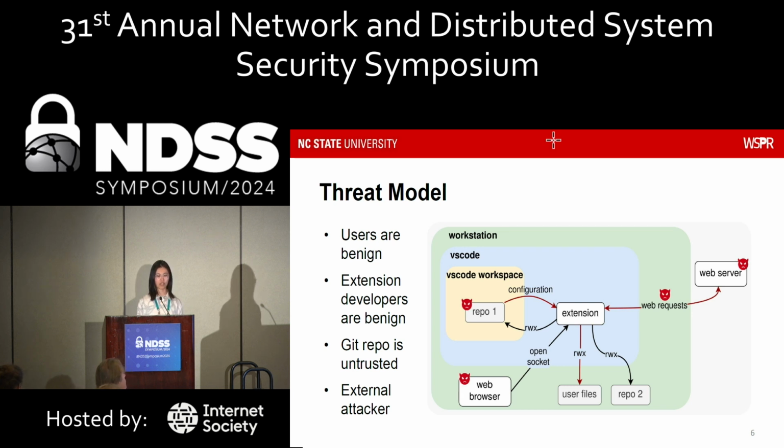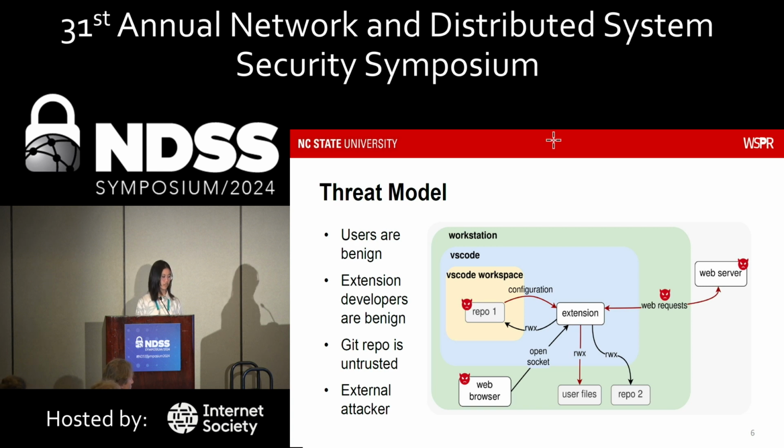So users are benign, but there would be cases where they could interact with untrusted data, for example, downloaded GitHub repositories. And we also further assume that extension developers are benign. So we're not looking for malicious extensions. We're only looking for vulnerabilities in them. So in our threat model, there's an external attacker who would inject some kind of data, and its goal would be to achieve code execution on the workstation.